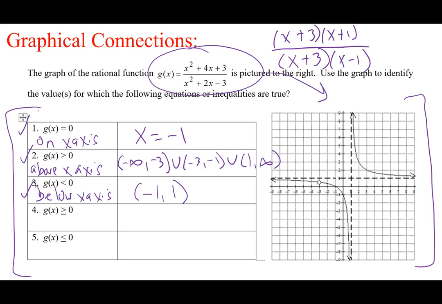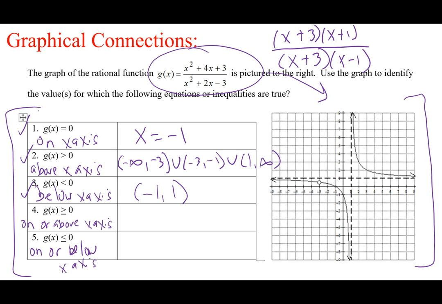But now the last two. So greater than or equal to 0, make sure you know that that means on or above the x-axis. Where in number 5, that means on or below the x-axis.